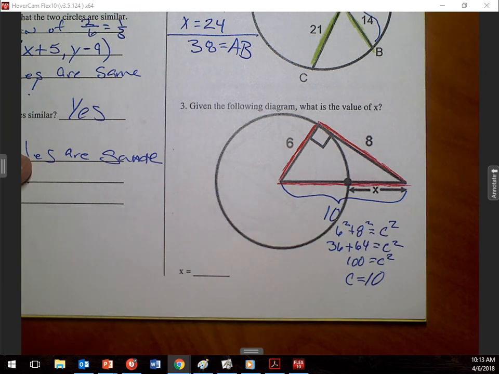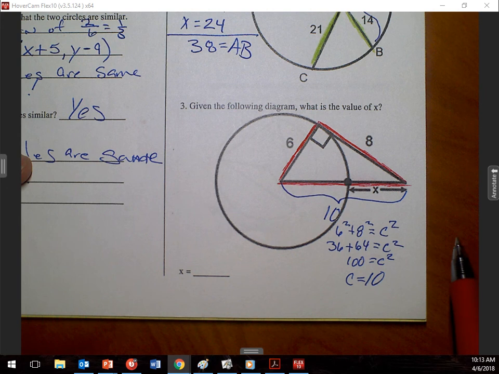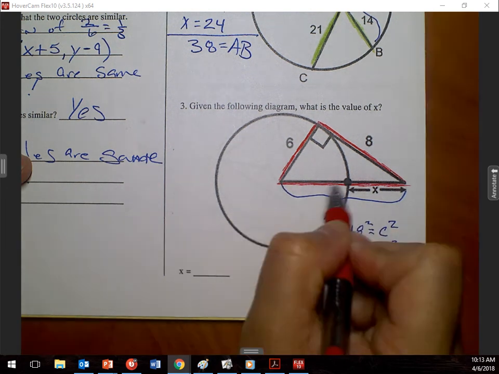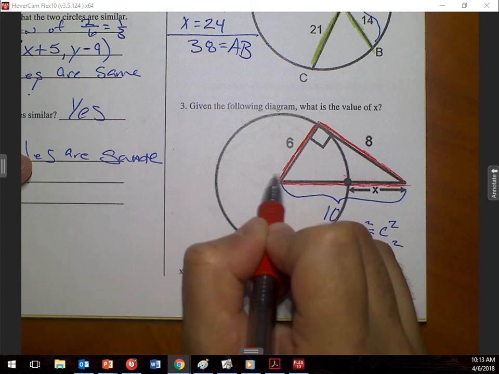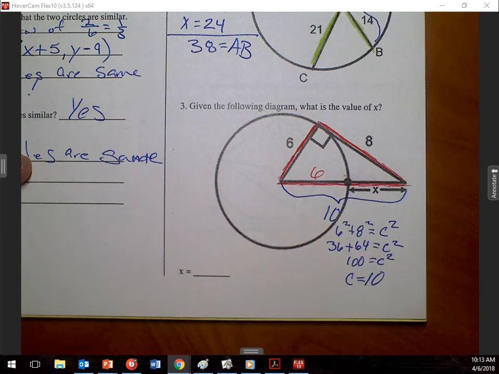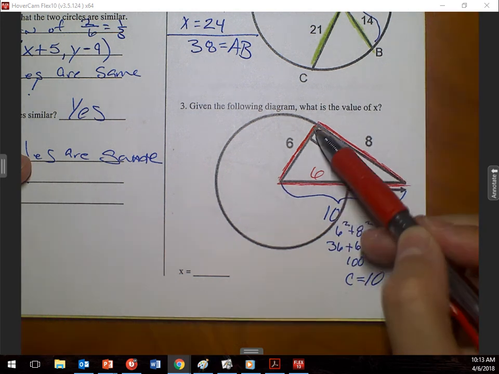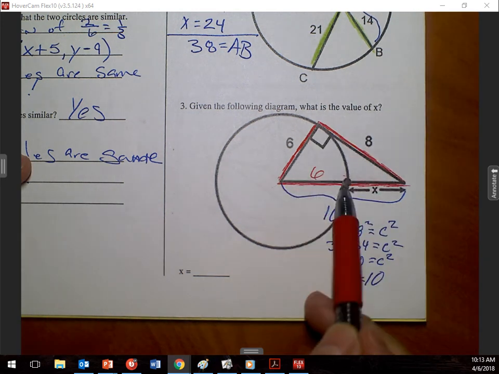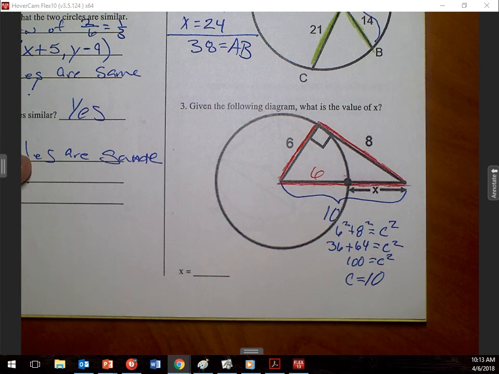Now, it's only asking for this little piece out here, right? What's the piece from right here to here? 6. Why is it 6? It's the radius, isn't it? If my radius is 6, isn't this radius also 6? So X equals 4.